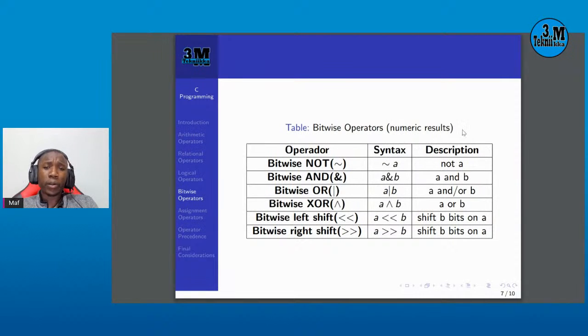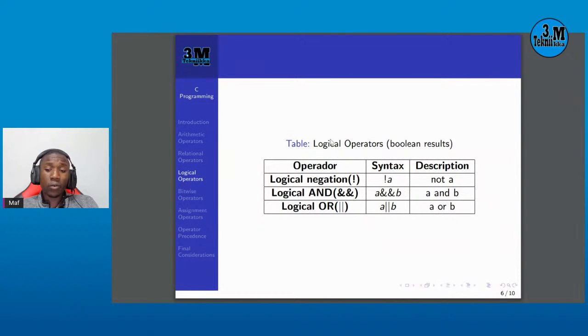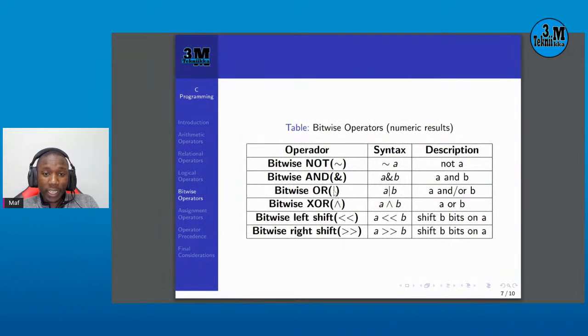These are the bitwise operators. Never mix them up with the logical operators, although they are a little bit similar. For example, here you have two ampersands and two vertical bars, but here you have a single vertical bar and a single ampersand. This is the difference. These are the bitwise single operators. Not is the negation of some value.